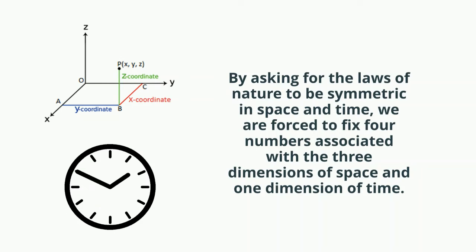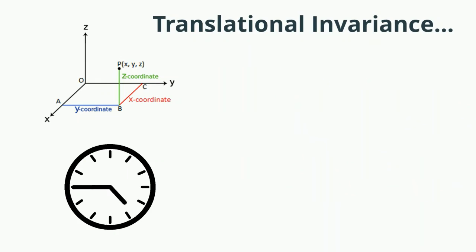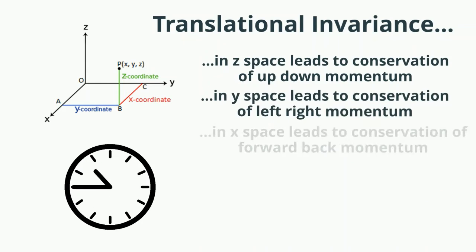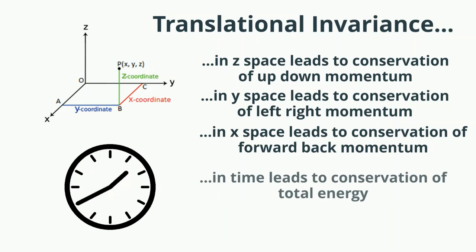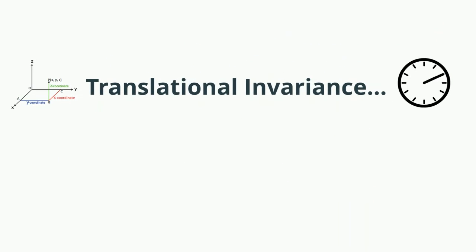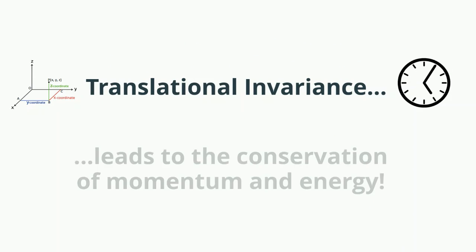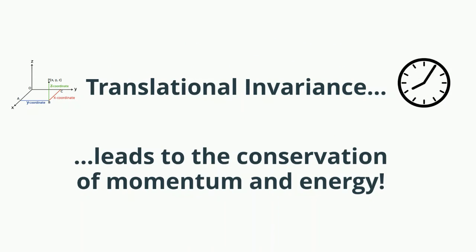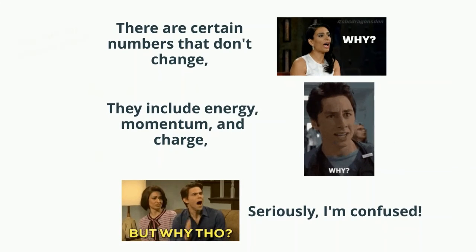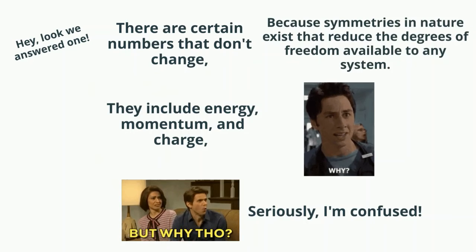In the case of translational invariance, these numbers are the momentum in each direction, up, down, left, right, forward, and back, and the total energy. Stated concisely, translational invariance leads to the conservation of momentum and energy. Okay, that's pretty cool, I know. But the question still remains, why does translational invariance result in energy and momentum conservation? And what about all the other laws of conservation?